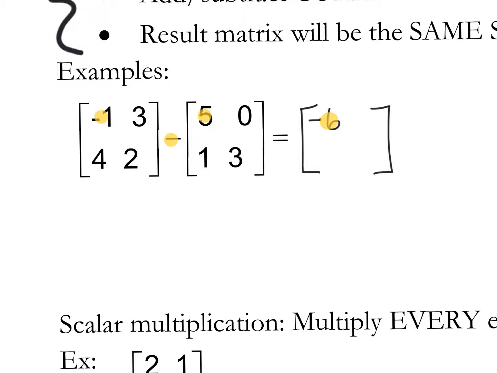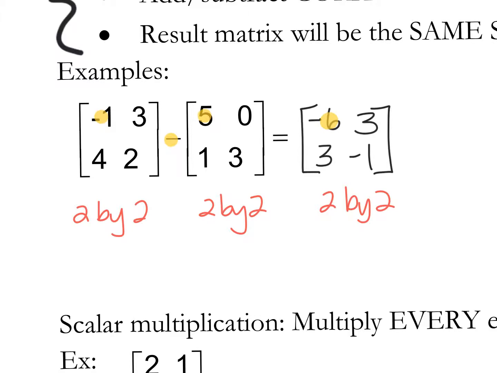So we're just going to line up all of our entries, our elements, and we're going to do the same thing. I'm going to do 3 minus 0. That gives me 3, and that's going to go right there. Very, very simple. We're going to do 4 minus 1, which gives me a 3. And I'm going to do 2 minus 3, which gives me a -1. Okay, so very simple. This is a 2 by 2, by the way, and so is this one. And that means that my resulting matrix is also going to be a 2 by 2. That's what the same size up here refers to.